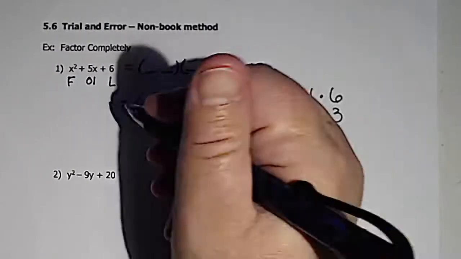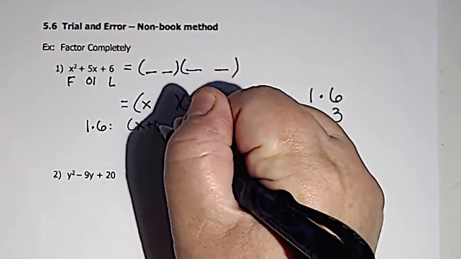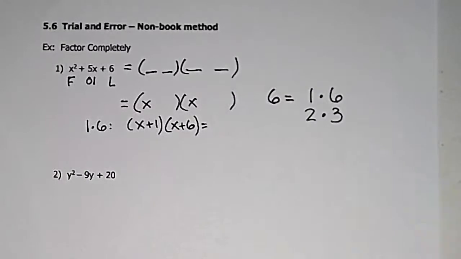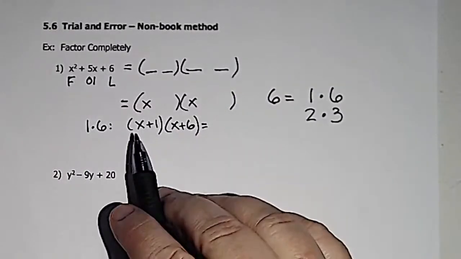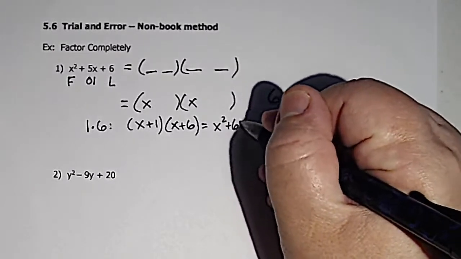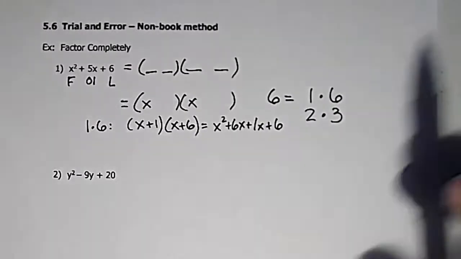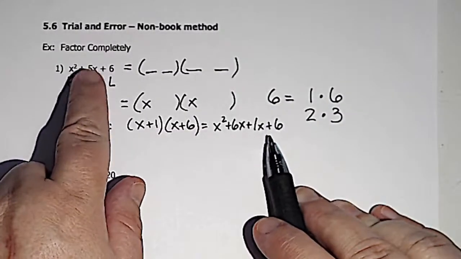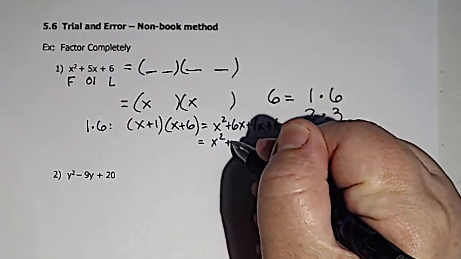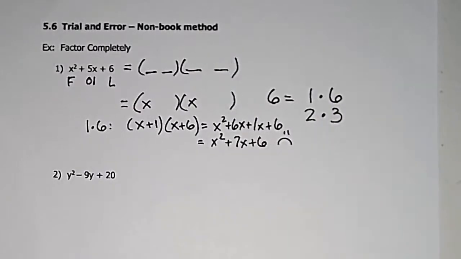So for the 1, 6, it would look like this: x plus 1, x plus 6. So let me try that. What I'm going to do is I'm actually going to FOIL this out. X times x is x squared, and then outer is 6x, inner is 1x, and last is 6. And we look at this, and we look at this, and we say, are these the same? This one ends up being x squared plus 7x plus 6, and this is the wrong one. So I know it's not 1 times 6.